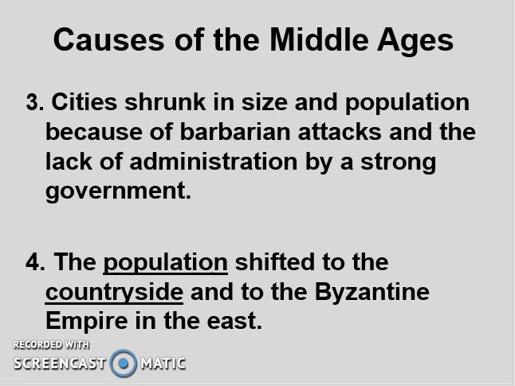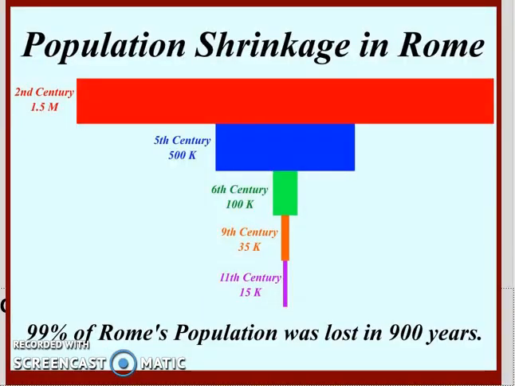And fourth, the population shifted to the countryside and to the Byzantine Empire in the east. So for those in the east, they became part of the Byzantine Empire. For those in Western Europe, they are going to largely move to the countryside where they have more opportunity to survive because they're away from the large cities where these groups are attacking, and they have the opportunity for farming. But we're going to talk about how kingdoms are going to be set up in these regions in the next video.